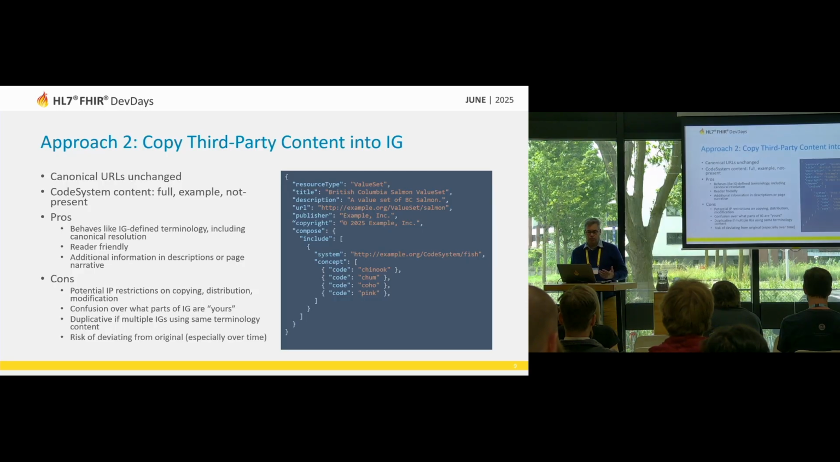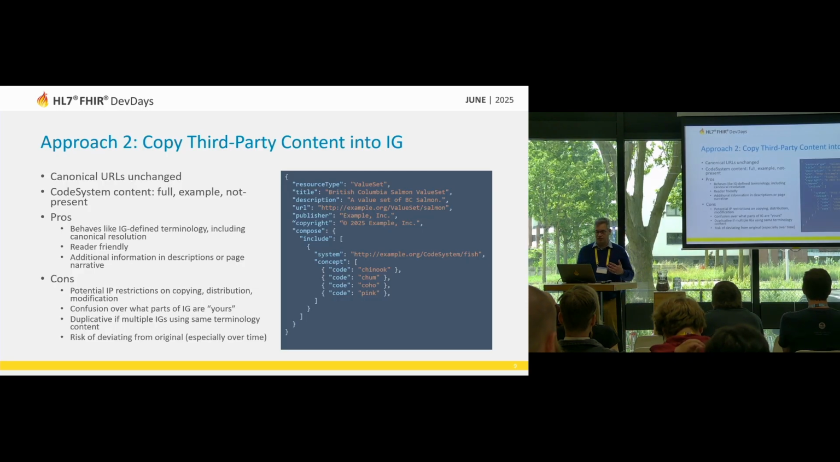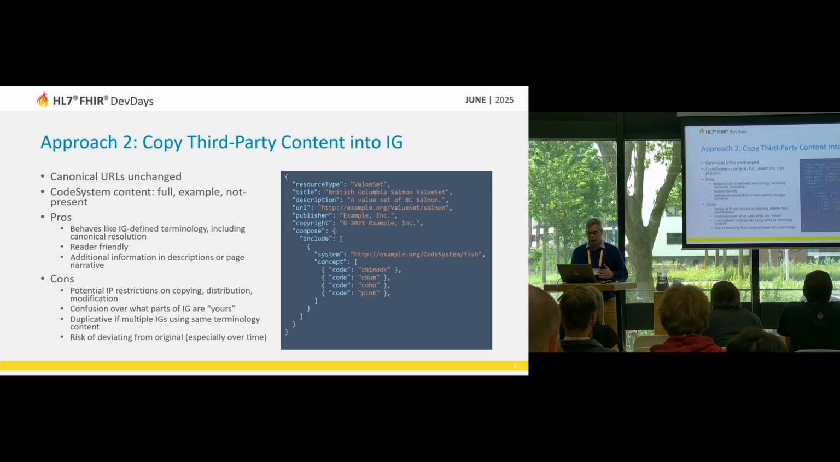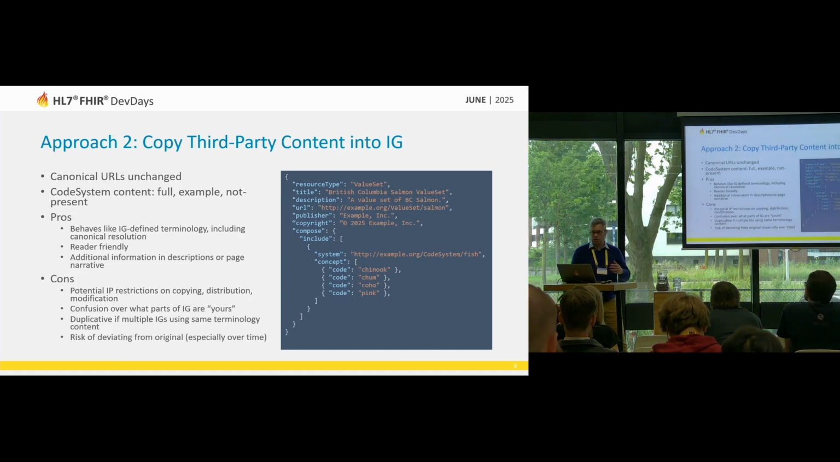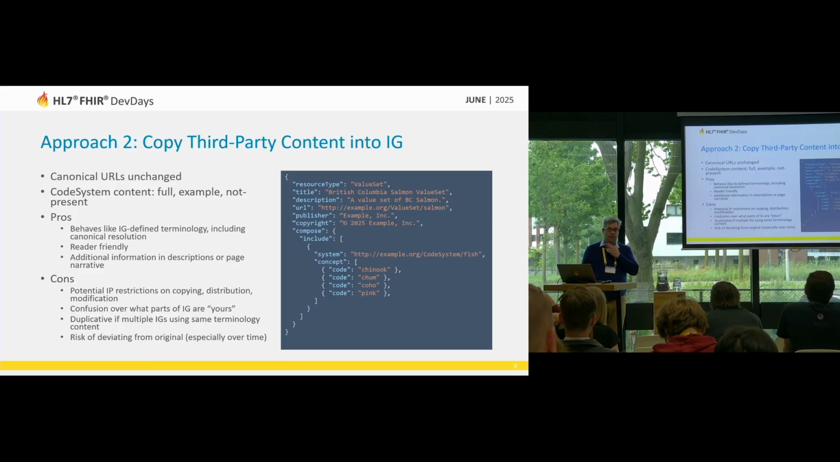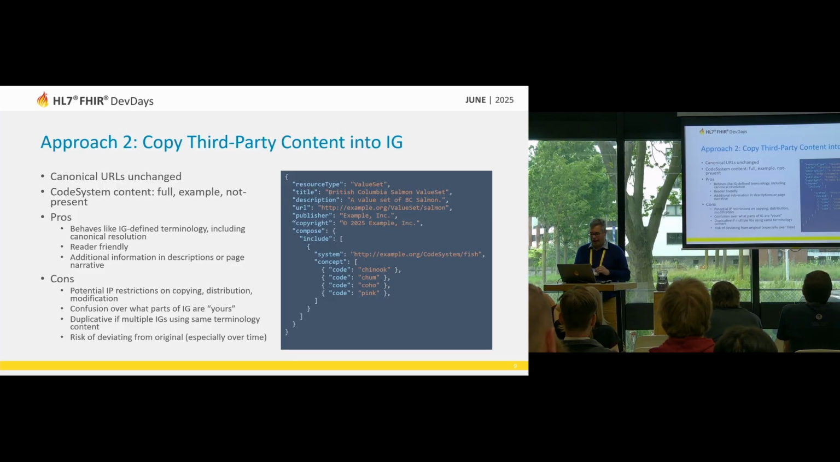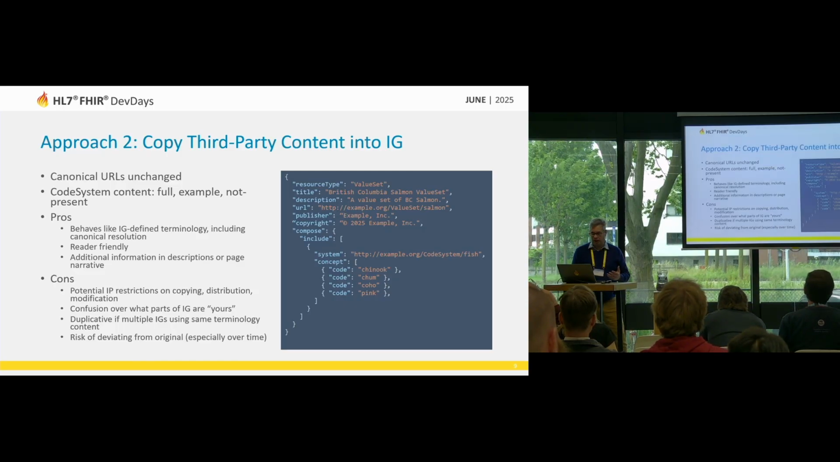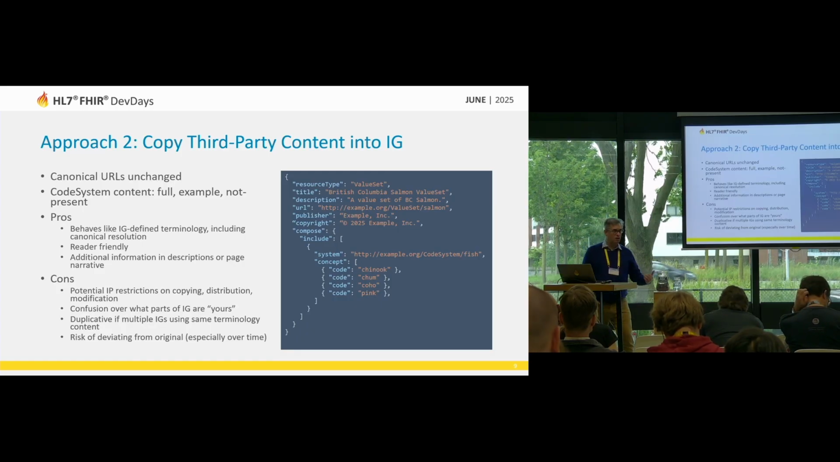The pros of this approach: the terminology will largely behave as if it's implementation guide-defined terminology, because it is. And we can basically provide unlimited additional information in the terminology's resource description. On the con side, well, we're copying somebody else's IP. And there may be limitations on what we're permitted to do. Even if we could distribute it in our IG, we might not be allowed to modify it, such as changing the description. There's a risk of confusing our readers about what content is ours and what content is the third party's.